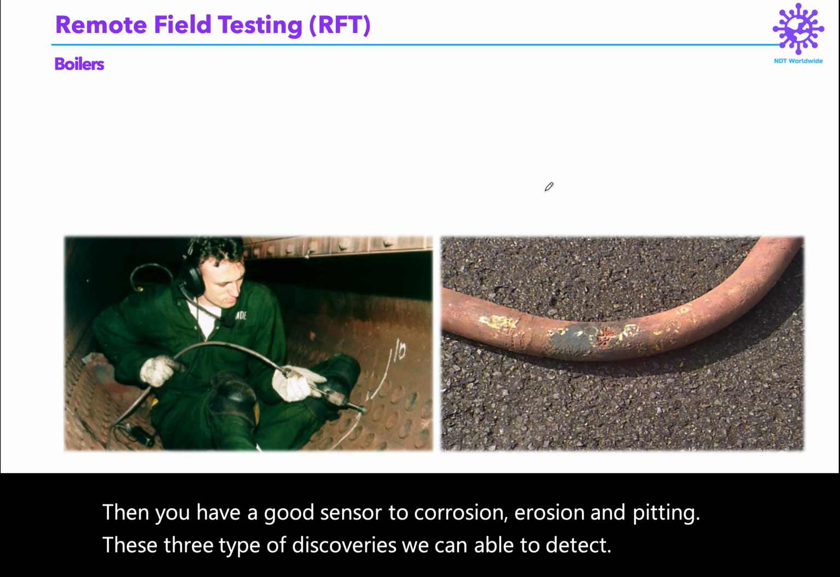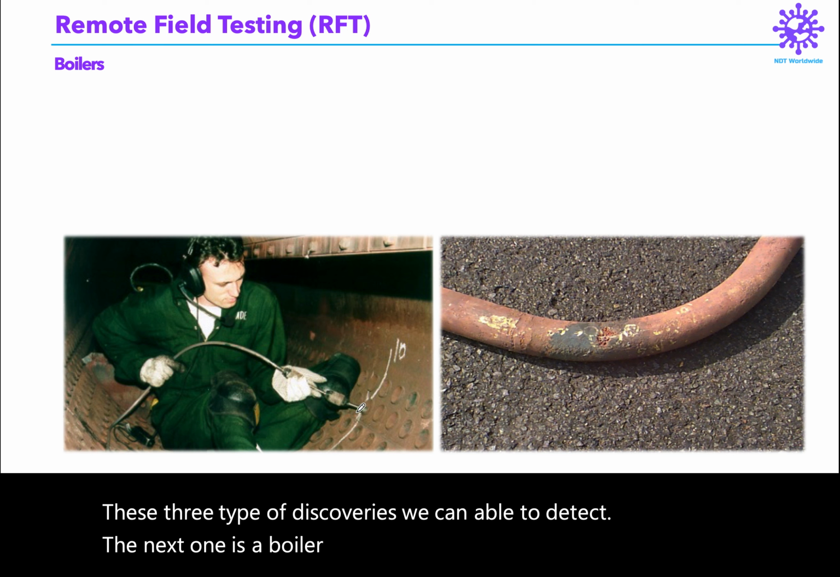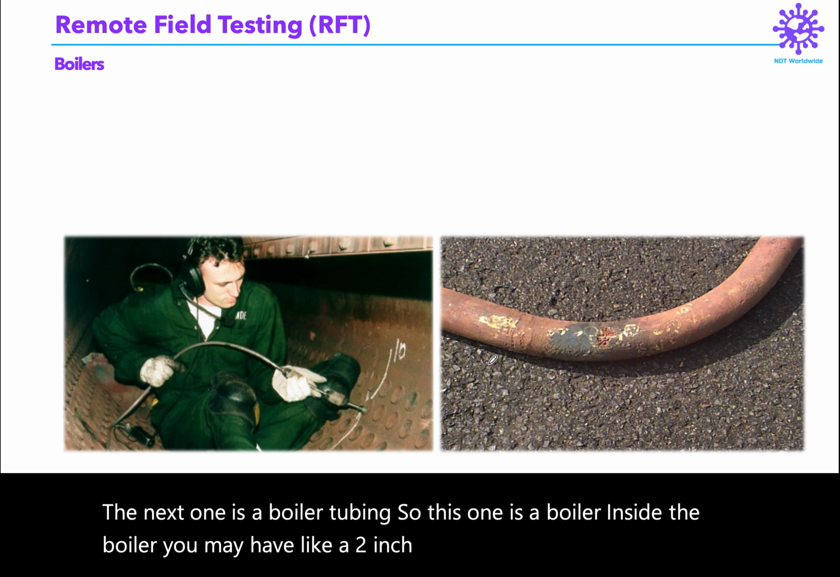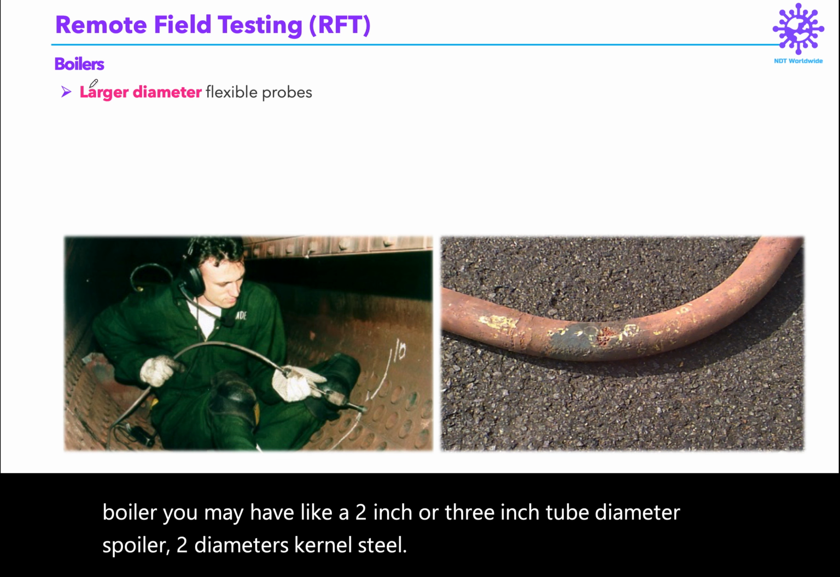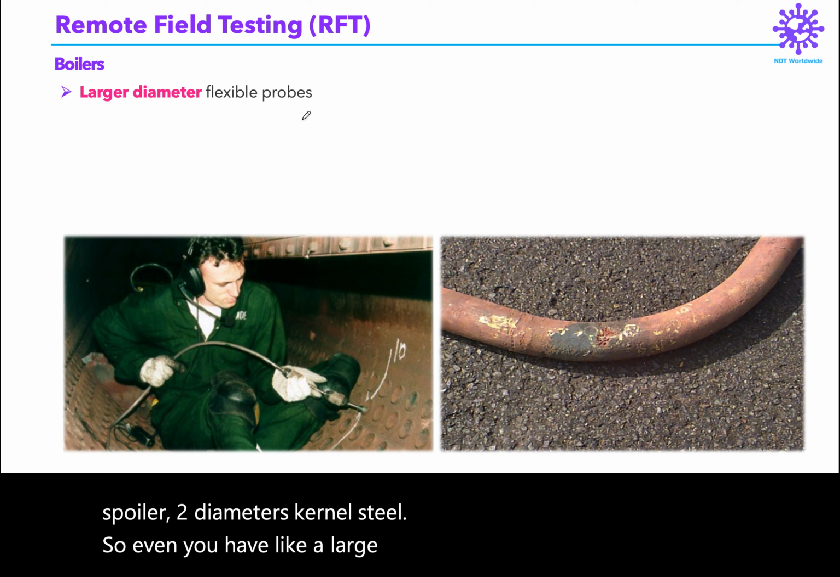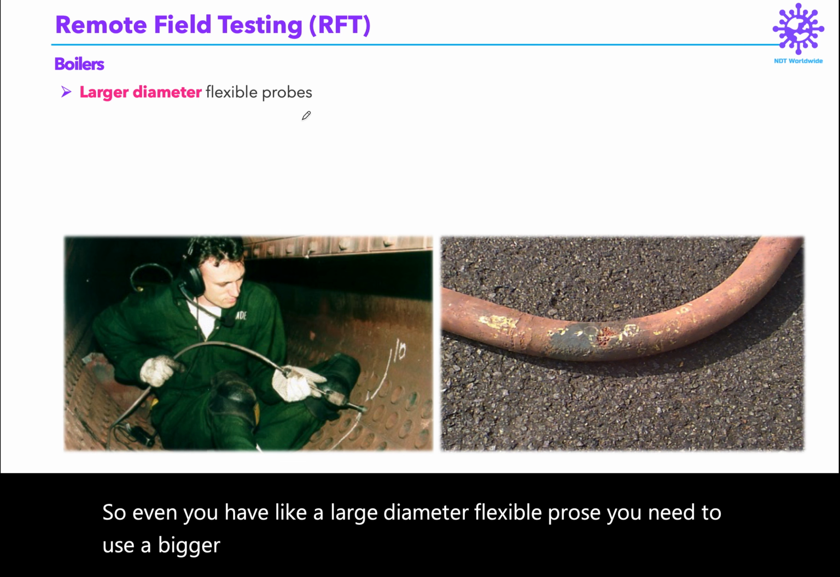Then the next one is boiler tubing. Inside the boiler you may have 2-inch or 3-inch boiler tube diameters, carbon steel. Here you have large diameter flexible probes, and you need to use bigger size probes because you need to maintain the minimum fill factor of 0.7.